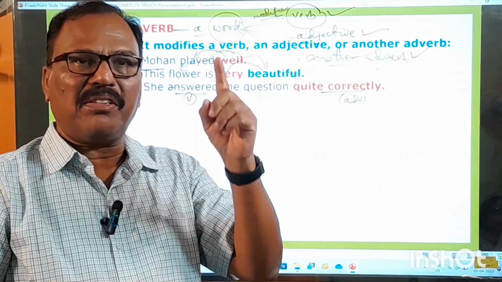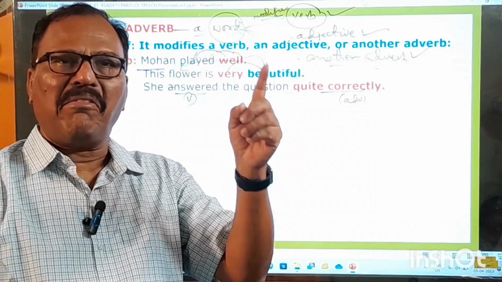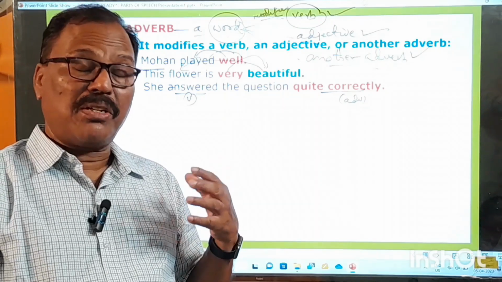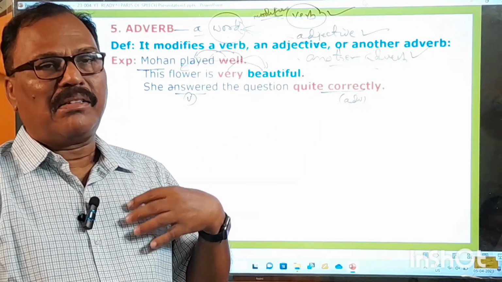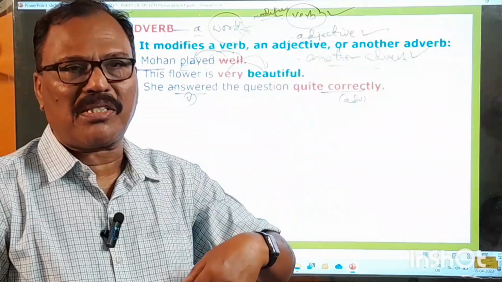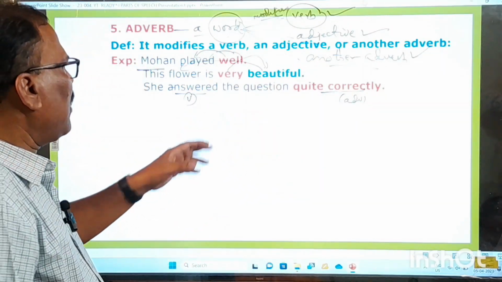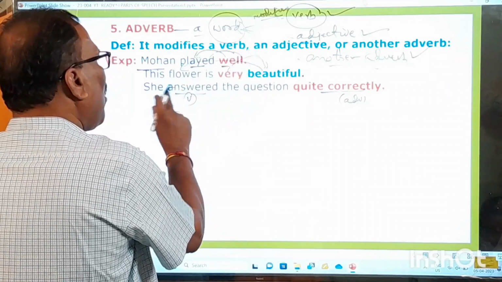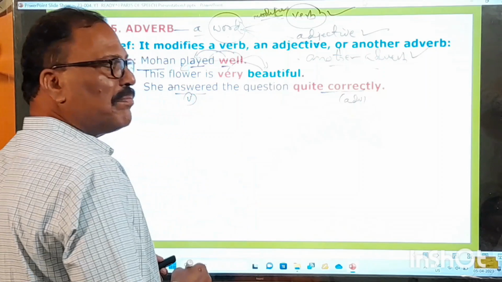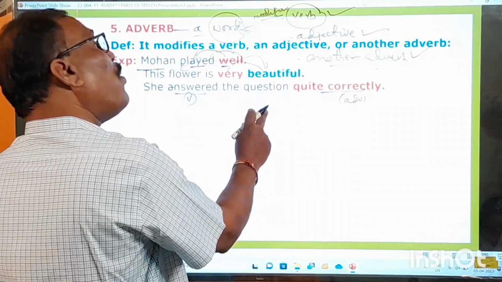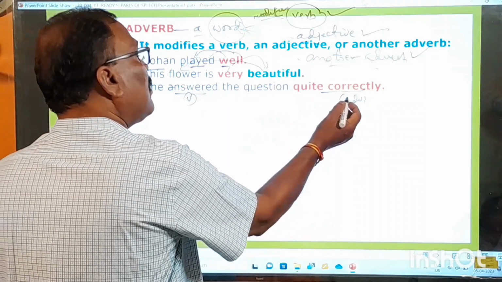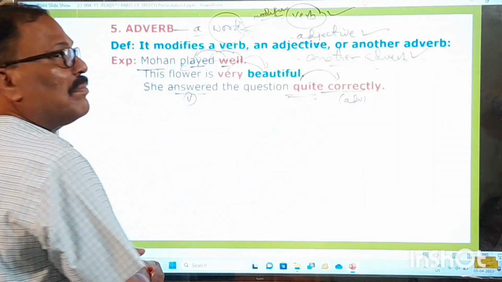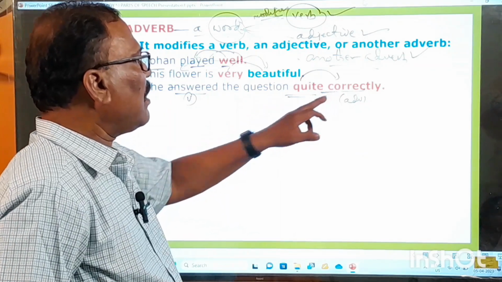If you question the verb with how, when, where, how much, all these questions, then the answer to such questions is always an adverb. She answered how? Mohan played how? Well. She answered how? Correctly. It's an adverb. And here, she answered the question correctly, adverb.